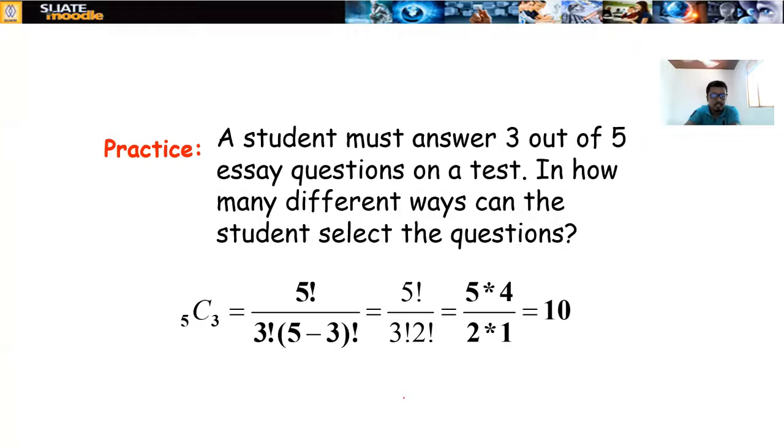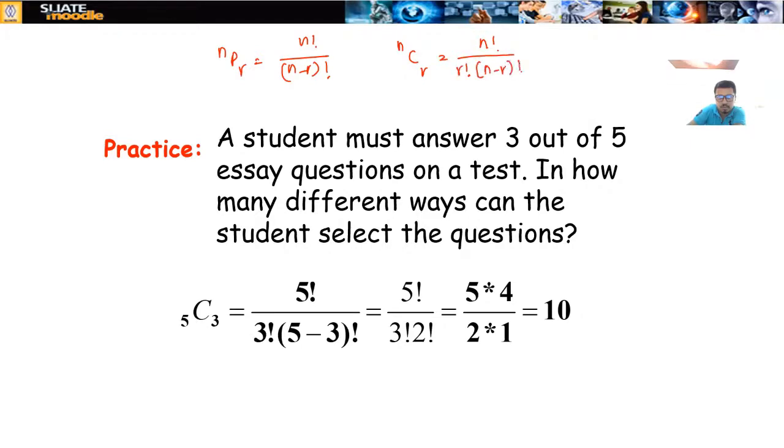How is it? It can be 6. No, 5C3. If it is NPR, how should it be? N factorial divided by n minus r factorial. If it is NCR, how should it be? N factorial divided by r factorial into n minus r factorial.